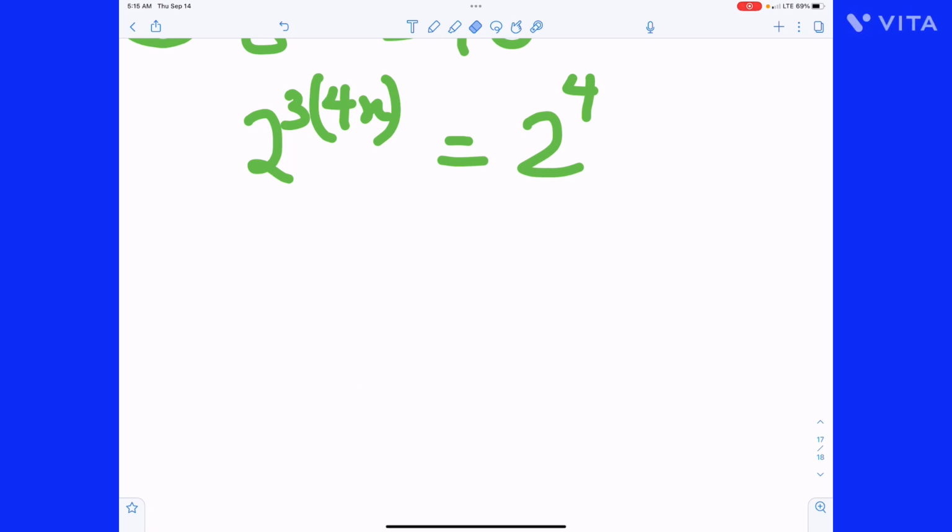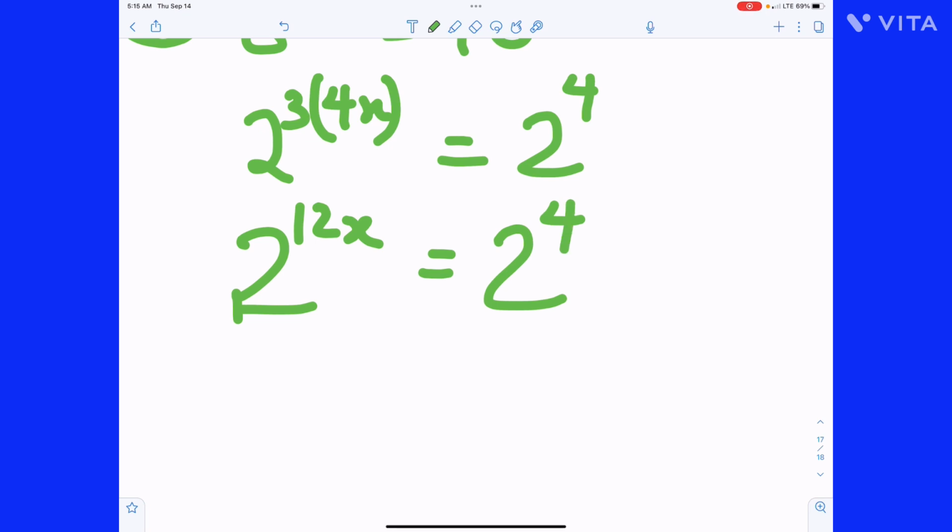So what does that give you? That will give you 2 raised to power 12x is 2 raised to power 4. Do you understand now? Now the bases are the same, 2, 2. I can equate my powers. If this is equal to this, that means these powers are equal. So let's equate our powers. Therefore, 12x is equal to 4.